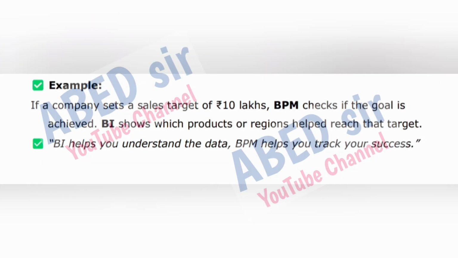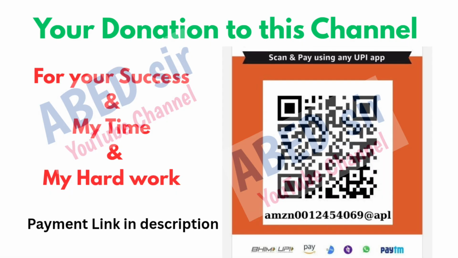Example: if a company sets a sales target of 10 lakhs rupees, BPM checks if the goal is achieved. BI shows which products or regions helped reach that target. BI helps you understand the data, BPM helps you track your success. Next, Unit 3. Long questions.